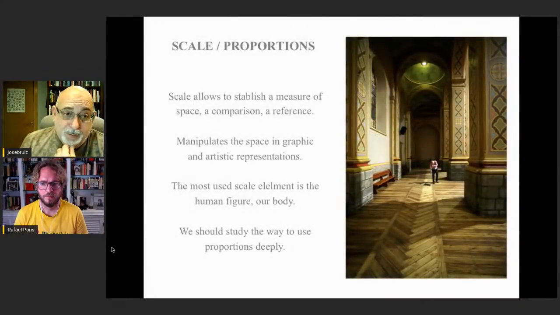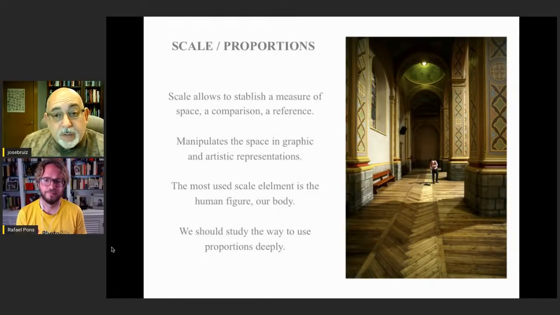Scale and proportion is a way of measuring the space. It's a way to establish comparison, a reference. The most used scale is the human figure. We know how much a body measures, and then we can establish these proportions. We know how big or small this place is, depending on the size of the person that appears. And it can be manipulated.